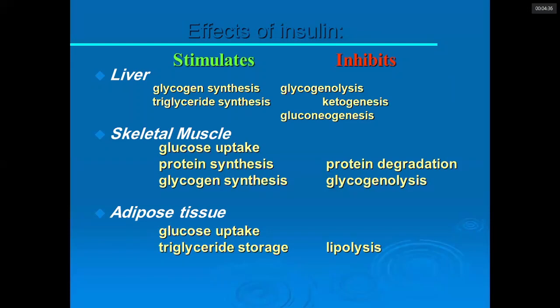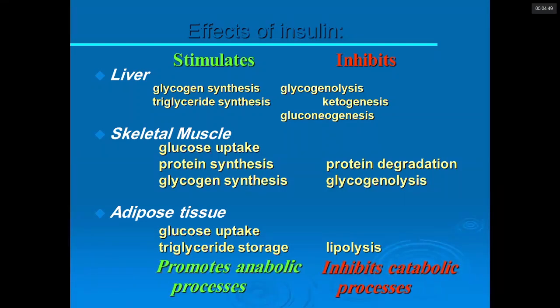What's the effect of insulin? We have normal insulin, which is normal physiology. We have effects in the liver, skeletal muscle, and adipose tissue. In the liver, we have enhanced glycogen synthesis and triglyceride synthesis, and inhibition of glycogenolysis, ketogenesis, and gluconeogenesis.